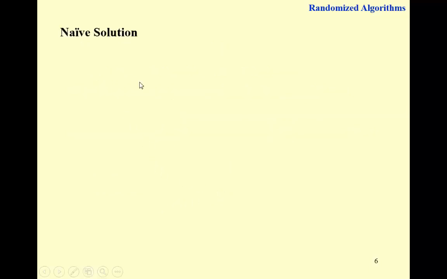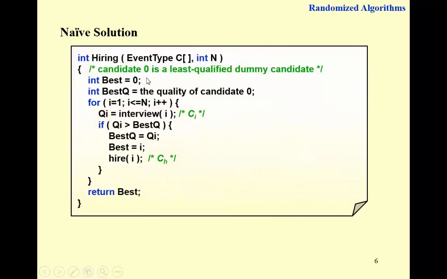And there's a very simple and naive solution. Let's see how it works. So first of all, we define a candidate 0. That is a dummy candidate. It doesn't exist. It is a least qualified dummy candidate that will set up the baseline. Okay, and we initialize the best person to be candidate 0 and the best quality to be the quality of this candidate 0. And then we begin to interview the real candidates one by one.